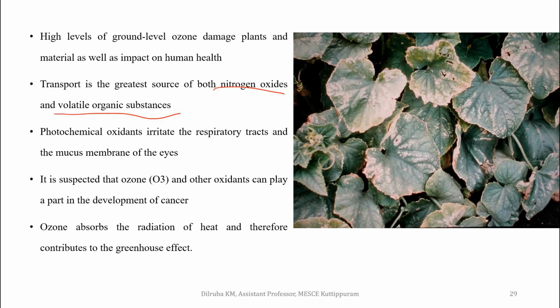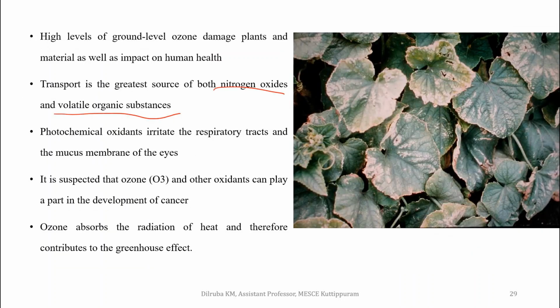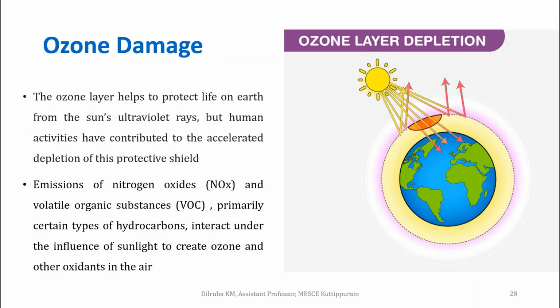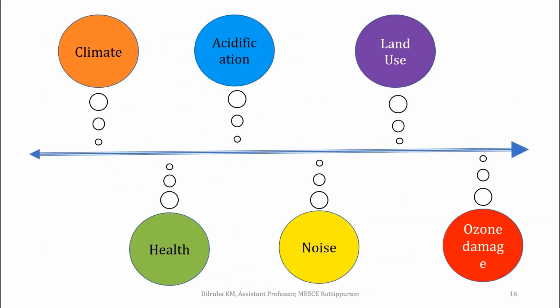So, these are the major impacts of transport on the environment. When we look, it affects the climate, it affects our health, it causes acidification, and it creates noise and land use changes, and finally ozone damage.